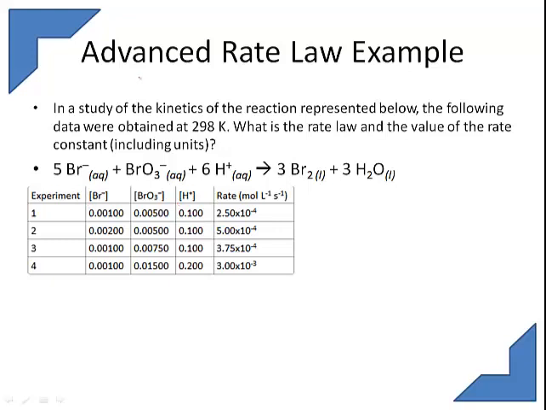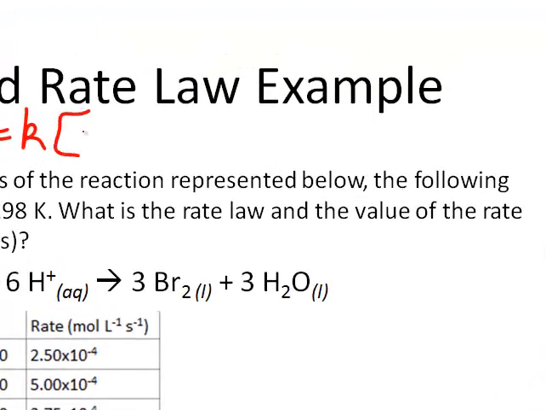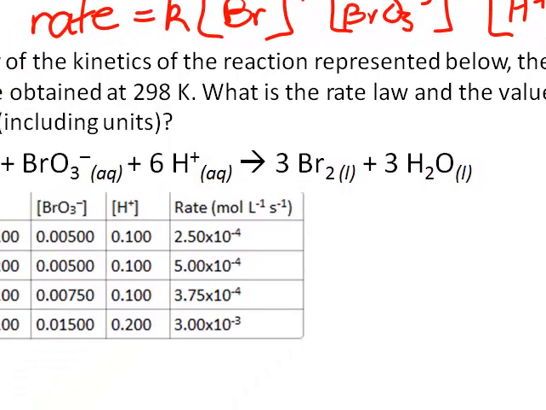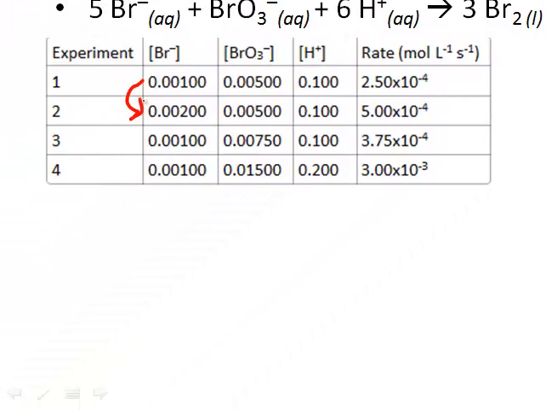So let's start by writing our generic rate equation. Rate equals k times Br-, our first reactant, to the m power, times BrO3- to the n, times H+. We'll use exponent p for that. We'll skip o because it looks like a 0. So let's compare experiments 1 and 2 to figure out the rate as it relates to Br-, because BrO3- and H+ stay the same in those 2 trials.